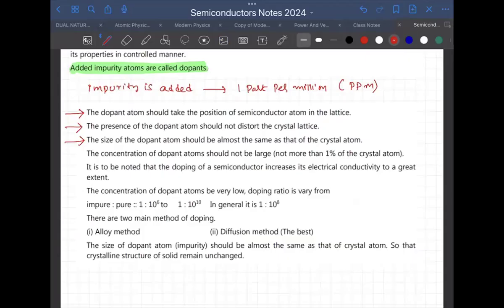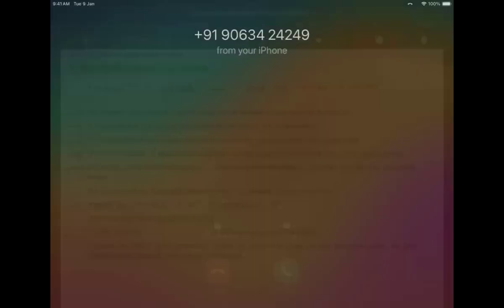I told you, 10^6 host atoms for one impurity atom, less than 1% of the crystal. It is to be noted that the effect of doping a semiconductor must be only on the electrical property, the conductivity. See, the concentration of the dopant atoms must be very low. Doping ratio usually, this is the ratio, 1 is to 10^6. One per every lakh to one per every 1,000 lakh. Likewise, general practice is followed.